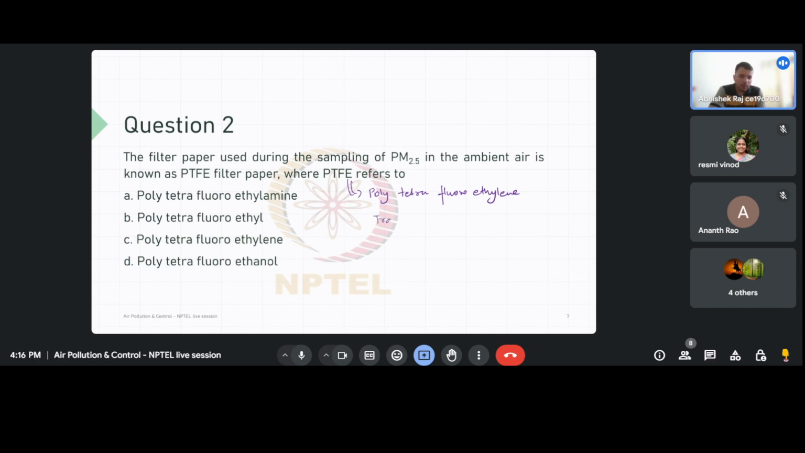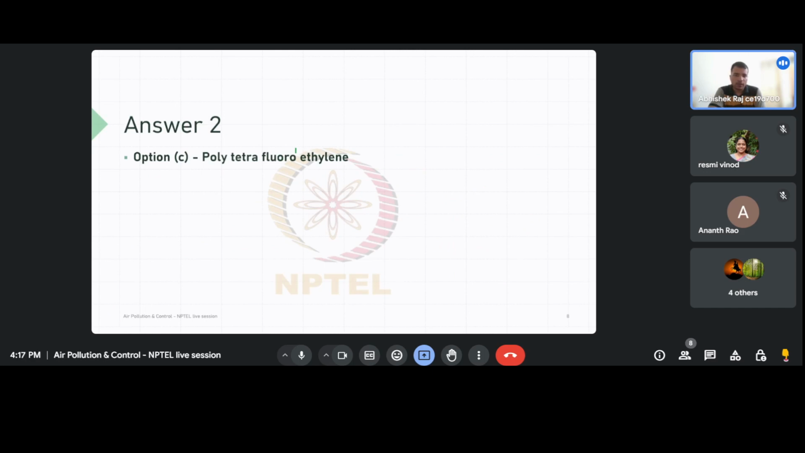This is the chemical name, but the trade name is Teflon. It is used in utensils, pipes, tanks, and it has very good insulating properties. Also gaskets, and mainly for coating purposes. The filter paper used for sampling of PM 2.5 is also made of PTFE, which is polytetrafluoroethylene. I think everyone answered this correctly. So the right answer is that the full form of PTFE is polytetrafluoroethylene.